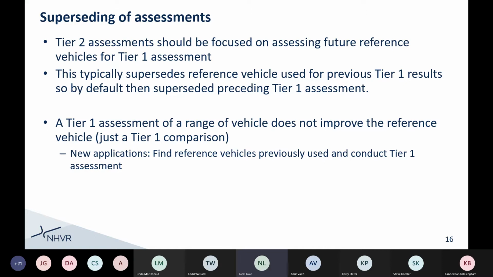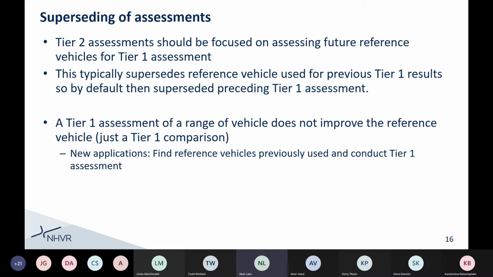It's important to understand that when we undertake Tier 1 assessment, and perhaps we might do Tier 1 assessment with a range of vehicles, that Tier 1 assessment doesn't improve the reference vehicle that you're using, right? It's just a Tier 1 comparison. All you're doing is comparing each individual application vehicle to your reference vehicle. So if you have an assessment with, say, 50 vehicles at a Tier 1 level, it doesn't improve your assessment of that structure. All it does is give you comparisons of those 50 vehicles to the reference vehicle, right?